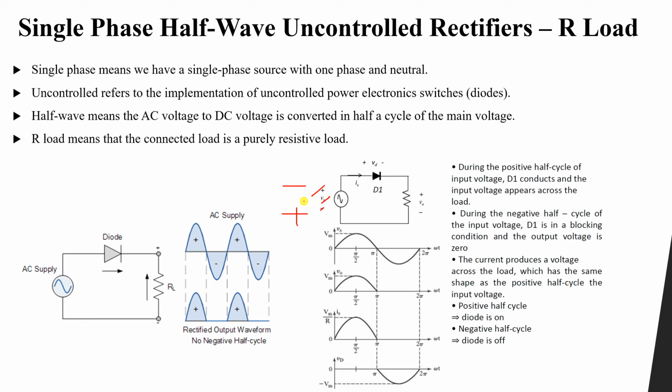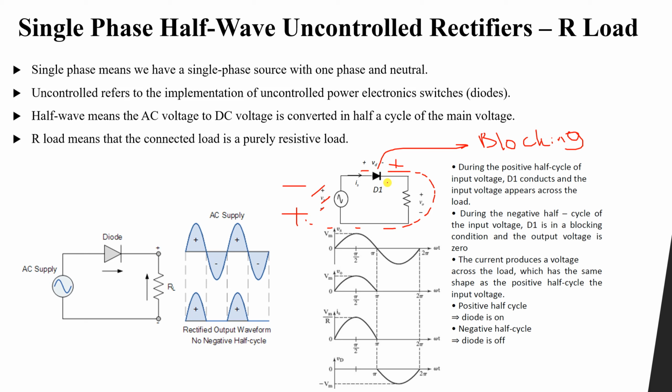Here the supply is reversed, okay, during the negative cycle. So the positive is connected here to the diode and negative is connected here, right? So as you can see, the voltage here is now applied in the reverse direction. So what will happen to the diode? The diode will be working in the blocking mode, as we learned before. Why? Because it is reverse biased.